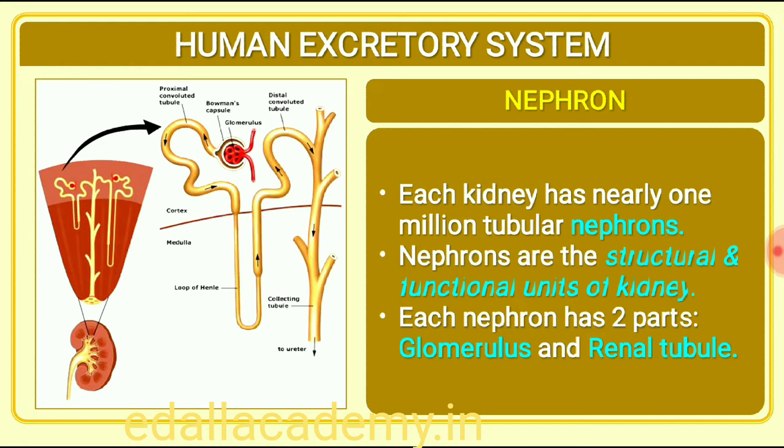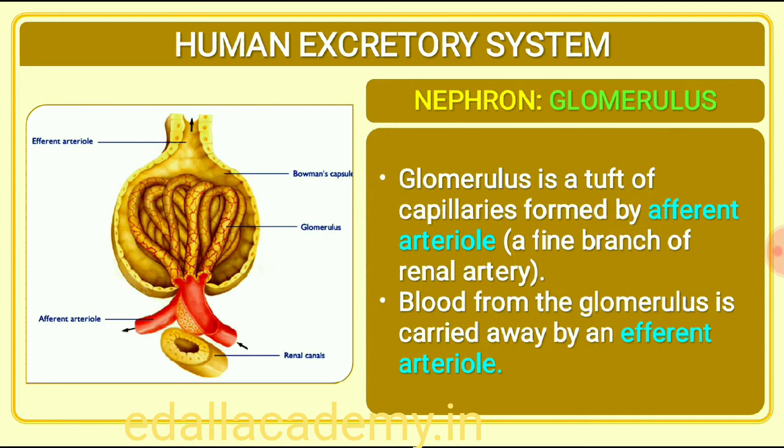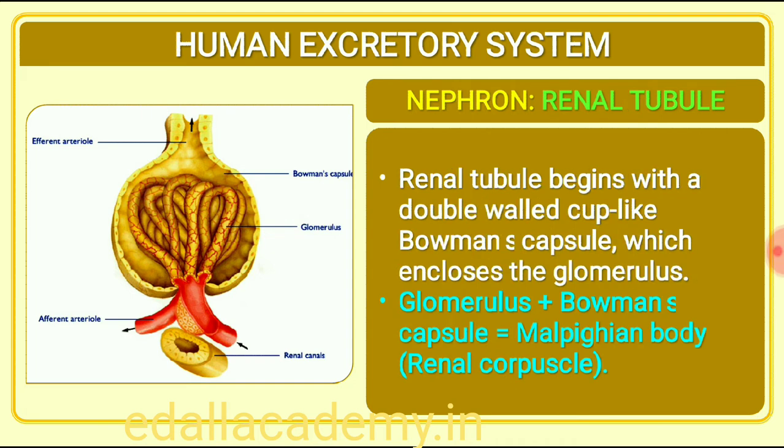Each nephron has two parts, the glomerulus and the renal tubule. Glomerulus is a tuft of capillaries formed by the afferent arteriole, a fine branch of the renal artery. Blood from the glomerulus is carried away by an efferent arteriole. The renal tubule begins with a double-walled cup-like structure called Bowman's capsule, which encloses the glomerulus. Glomerulus along with Bowman's capsule is called the Malpighian body or renal corpuscle.